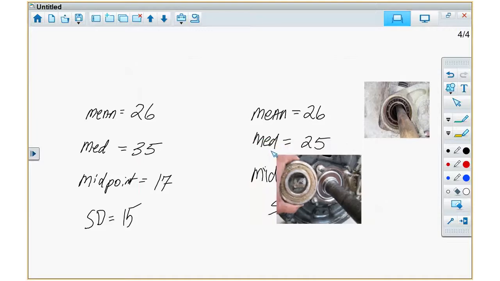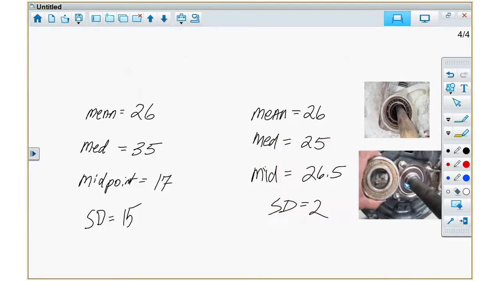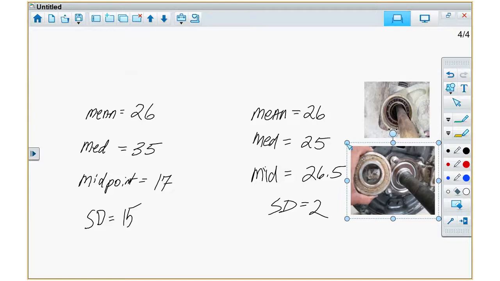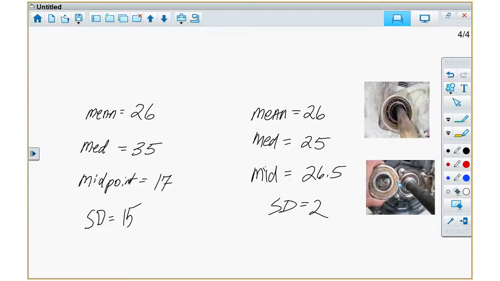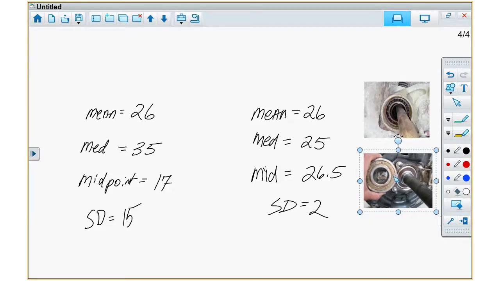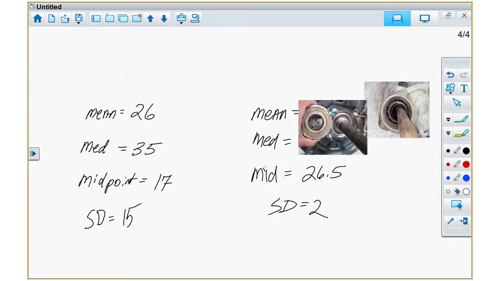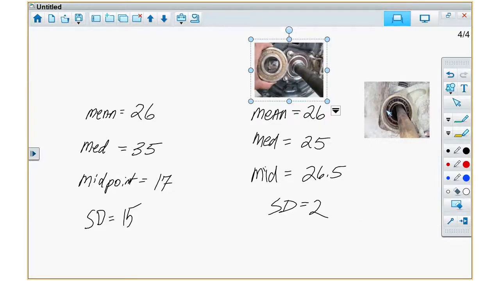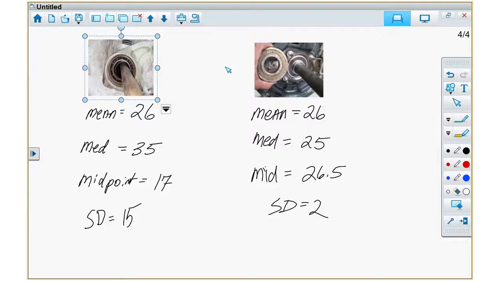Measures of tendency dictate which one is which. Which one is your sloppy mess and which one is your tight fit. Y'all supposed to be answering that now. The right is the tight fit. The right is the tight fit. Why? And now you know what measures of tendency is.